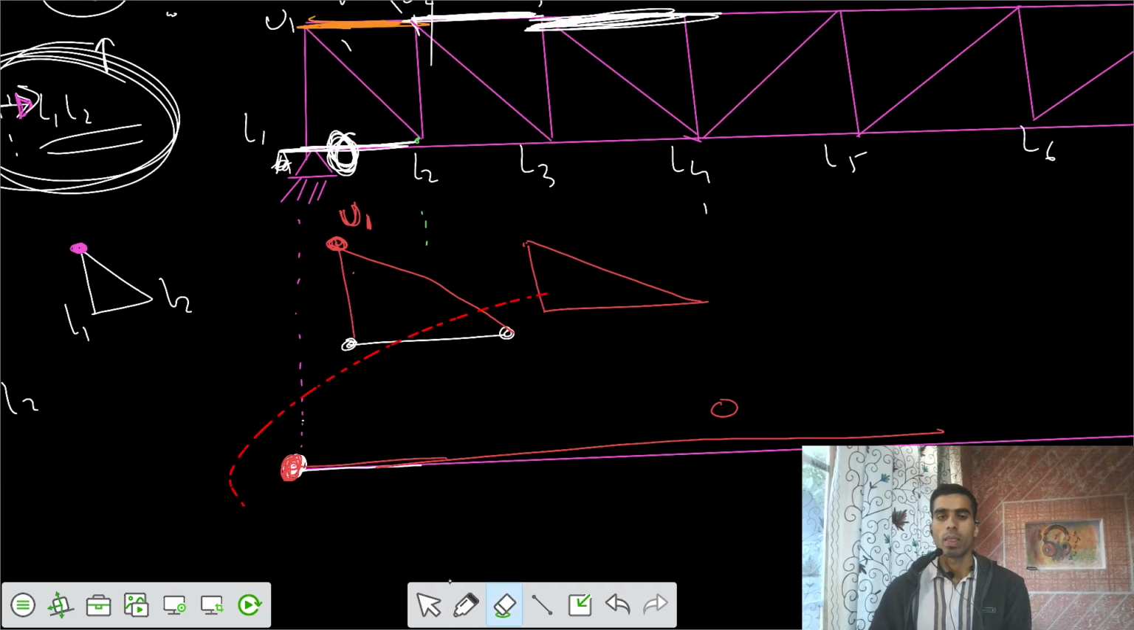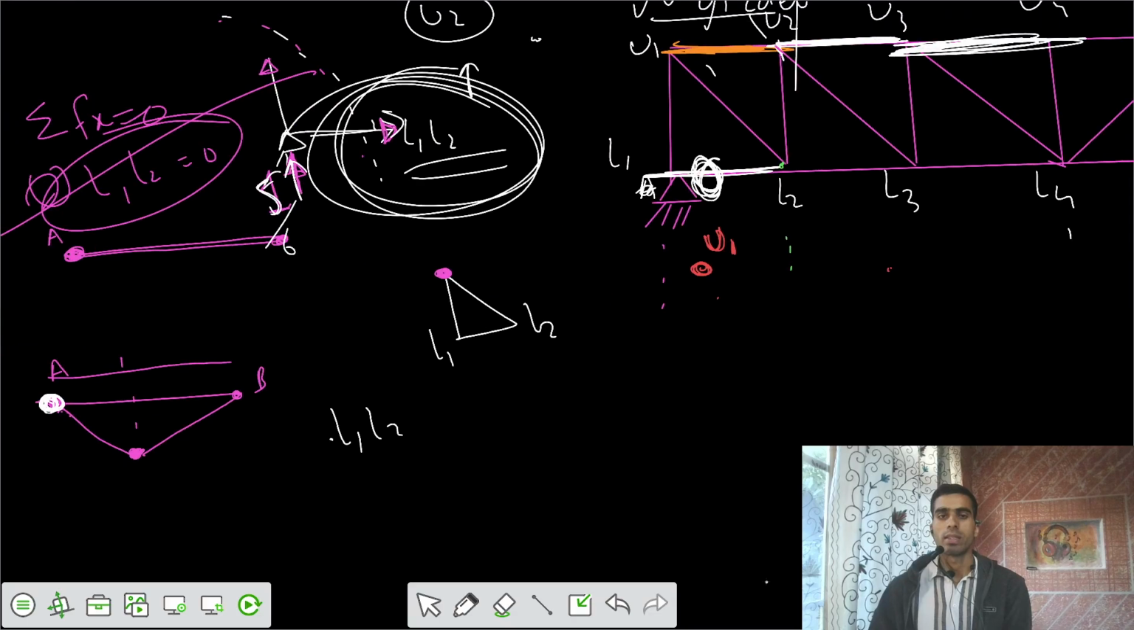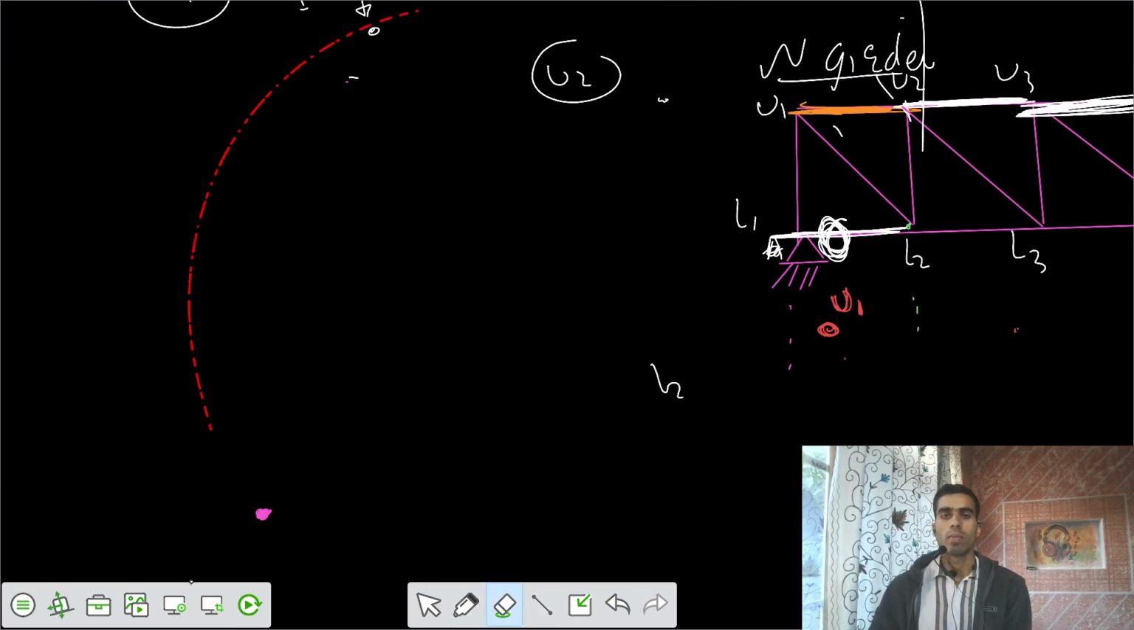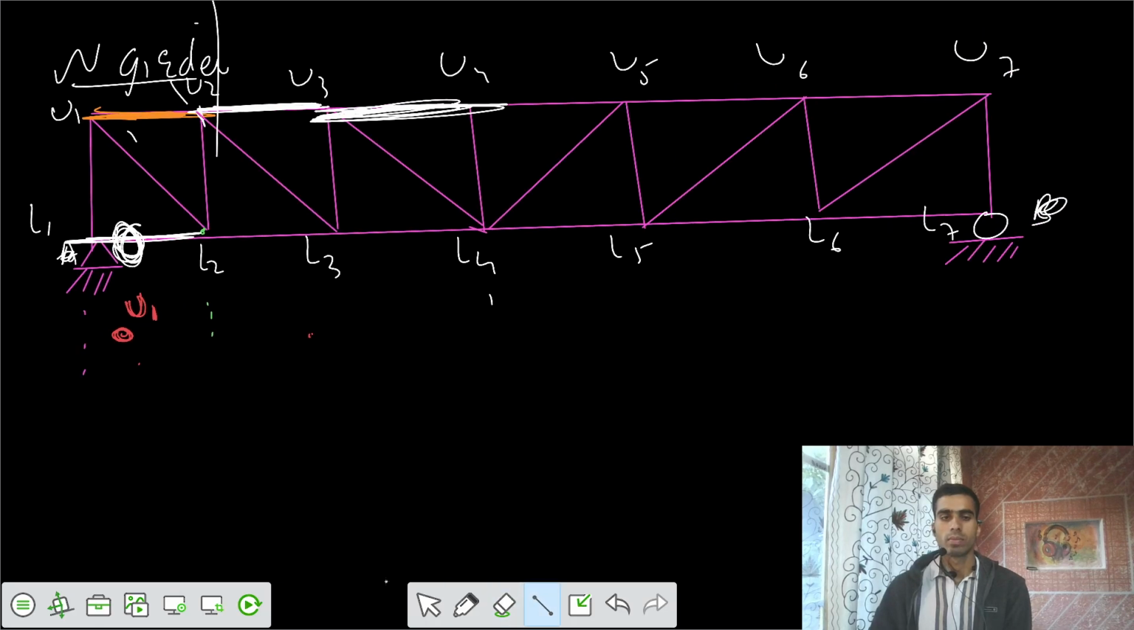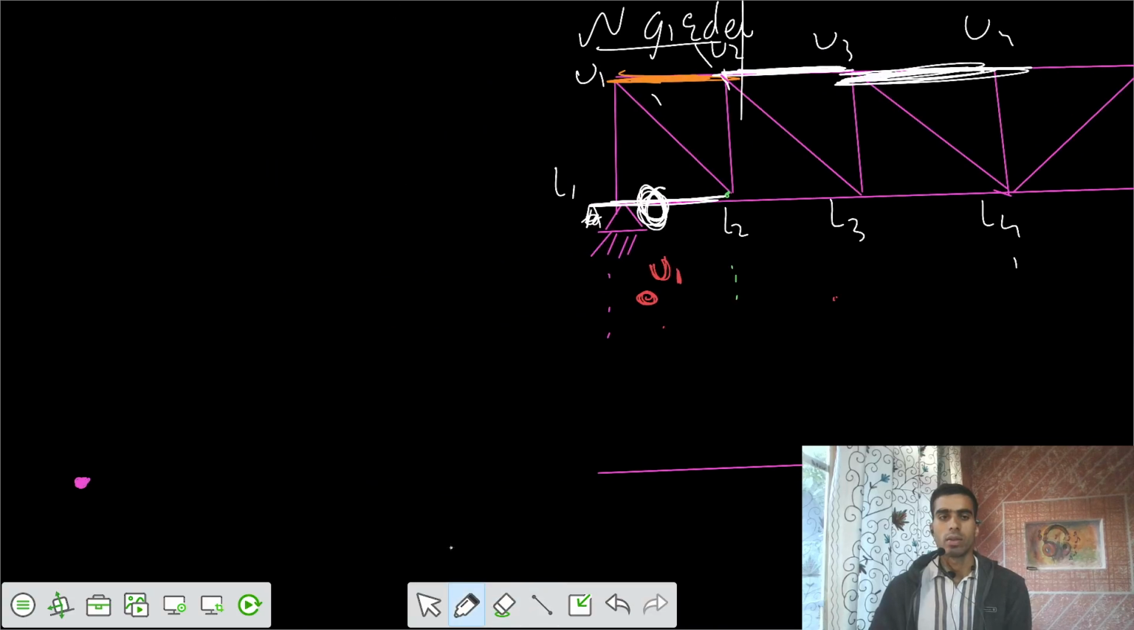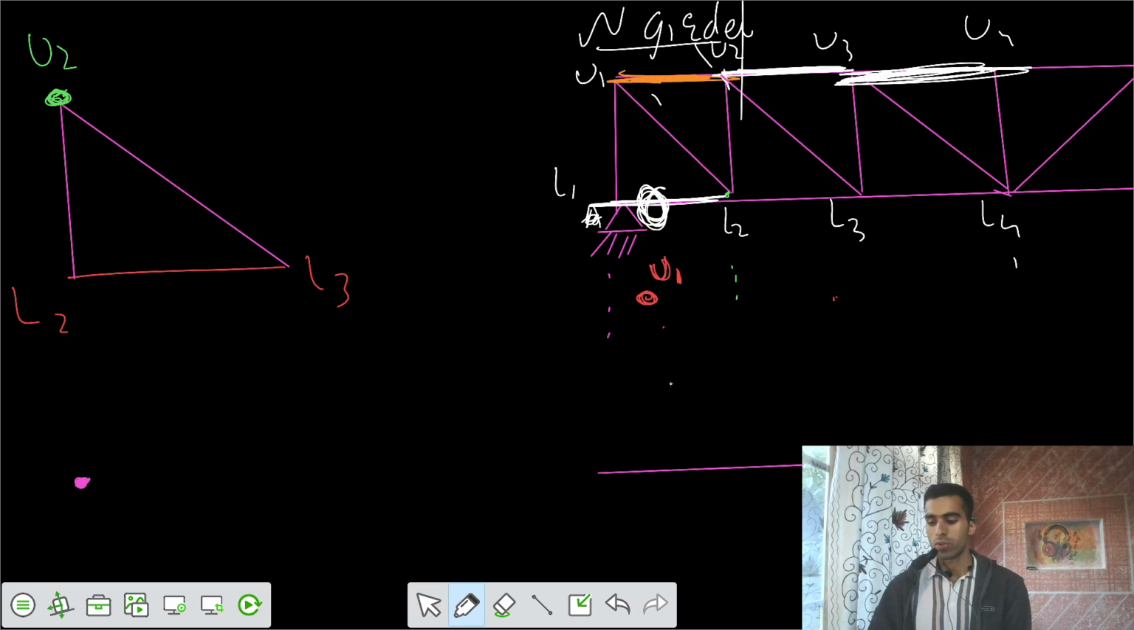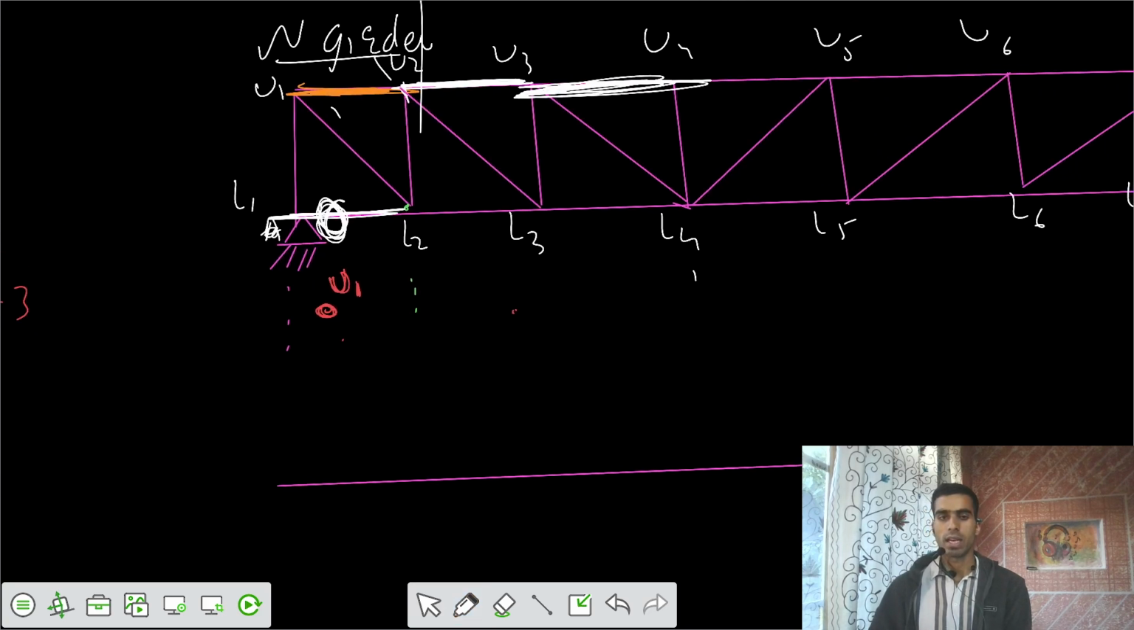So let's take the second one, that L2 L3. This is L2 L3, and we need to see the opposite joint in the triangle. What is the opposite joint in the triangle? Is that U2? So the peak develops at U2. So this is the location that peak develops at U2. So there is some peak, and this is a positive diagram.